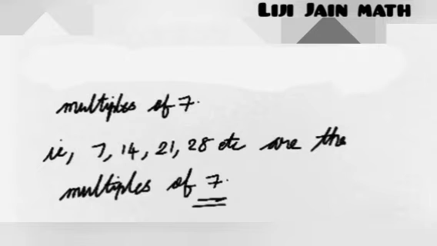Now, from this, what can we conclude about the multiples? Already we have written a number has only a limited number of factors. But what about the multiples? What can we conclude about multiples? Yes, a number has unlimited number of multiples or infinite number of multiples. Understood?